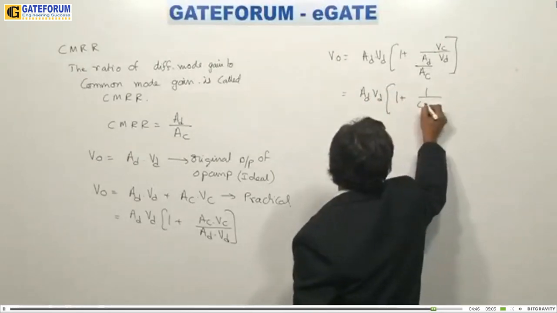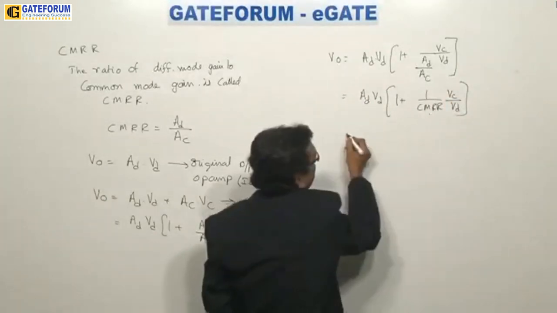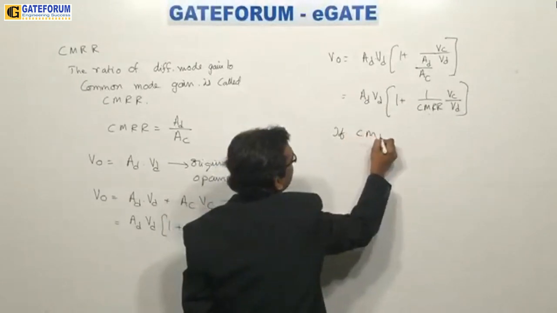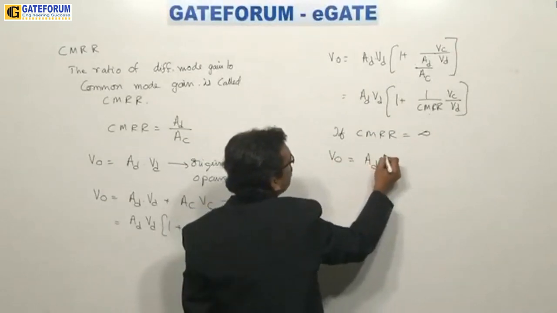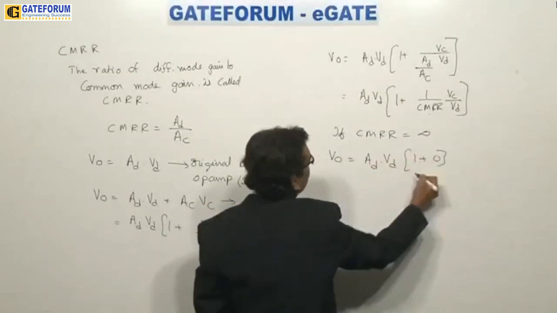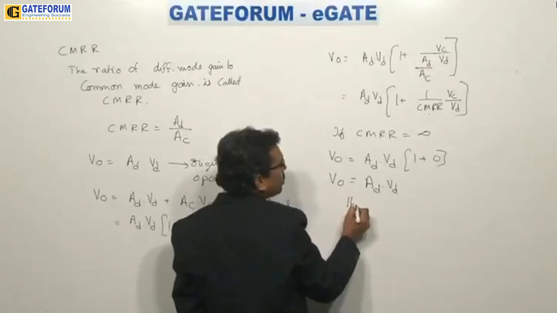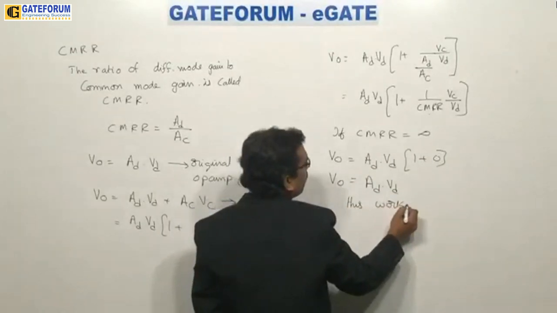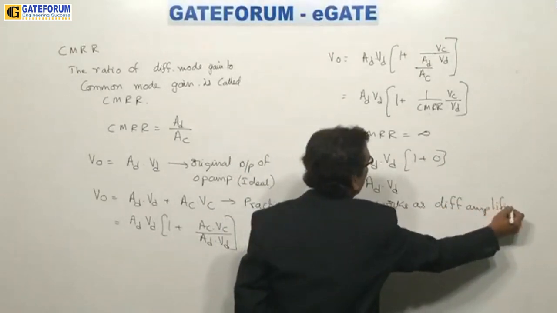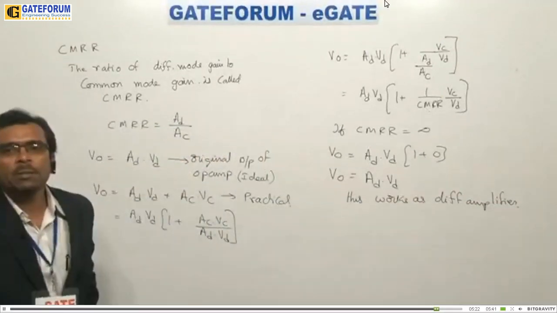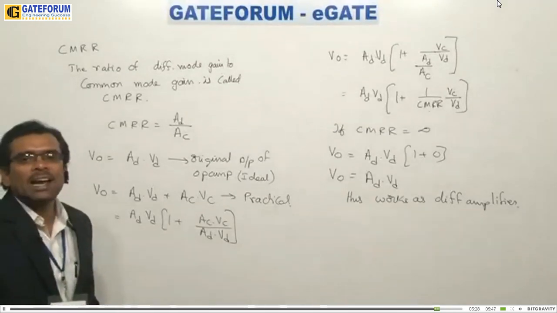Why do we say CMRR must be high? Because all of you can see here. If CMRR is high, if CMRR is equal to infinity, then you get V output equal to AD into VD, because this becomes 1 plus 0. So now the op amp will work as a differential amplifier. This works as a difference amplifier. So why should CMRR be high? This is the reason. V output equal to AD into VD. This works as a difference amplifier.